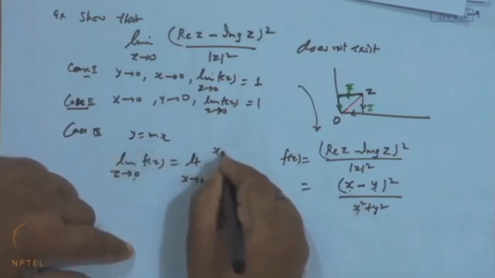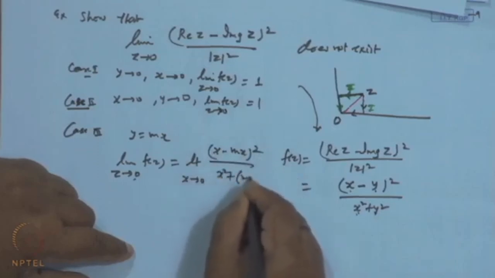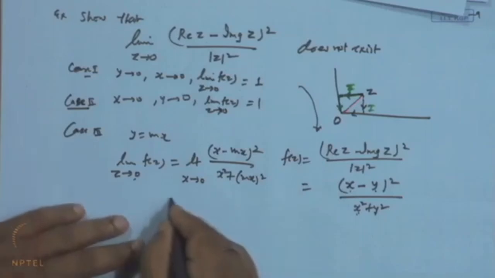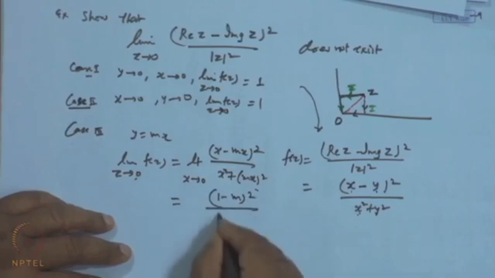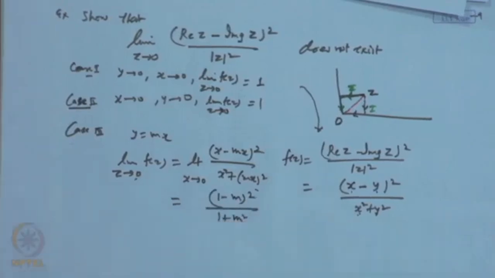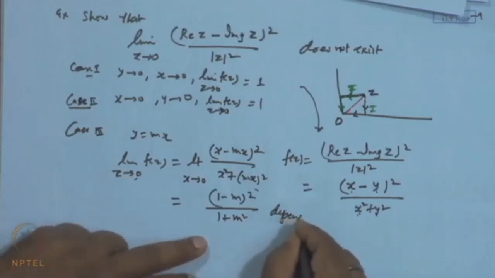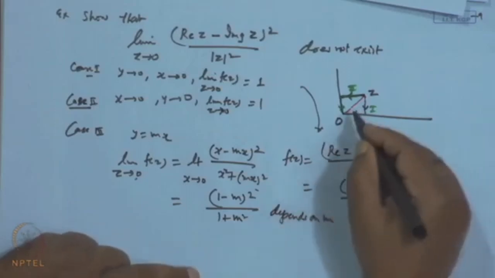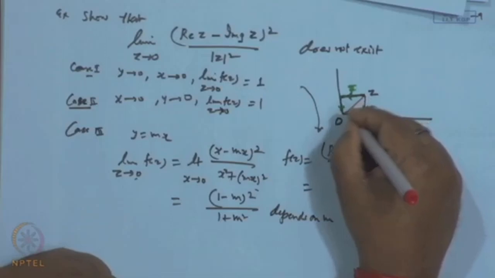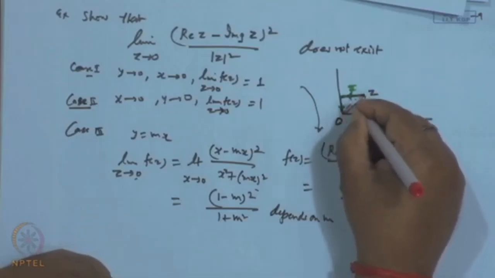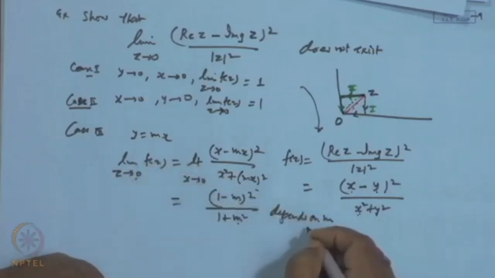So, what we get? (x minus mx) whole square divided by x square plus mx square. And from here, x square is cancelling, and we get (1 minus m) whole square over (1 plus m) square. So, the limit of this is coming to be this, but it depends on m. So, if I change the slope of this line, say this line, then the limit along this line and this line differs because it depends on m. Therefore, the limit varies along various paths.